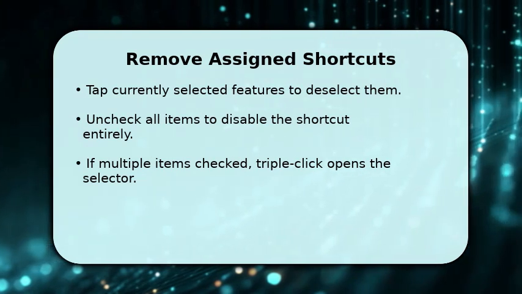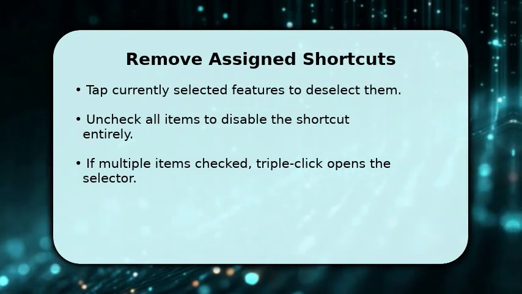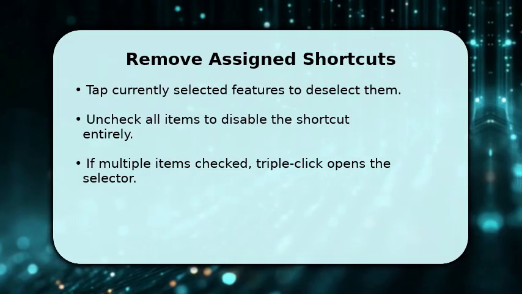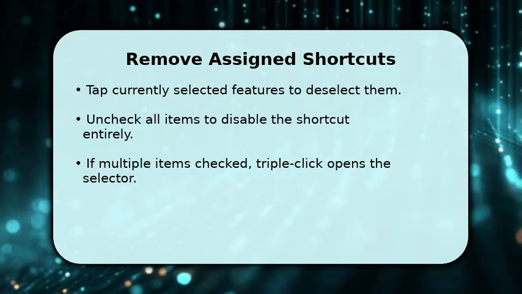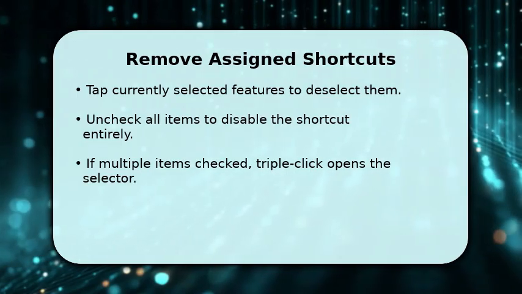Tap each checked item to unselect it. By removing all selections, you disable the triple-click behavior entirely. If multiple items remain checked, the triple-click will still open a menu, so clear every box to stop that.